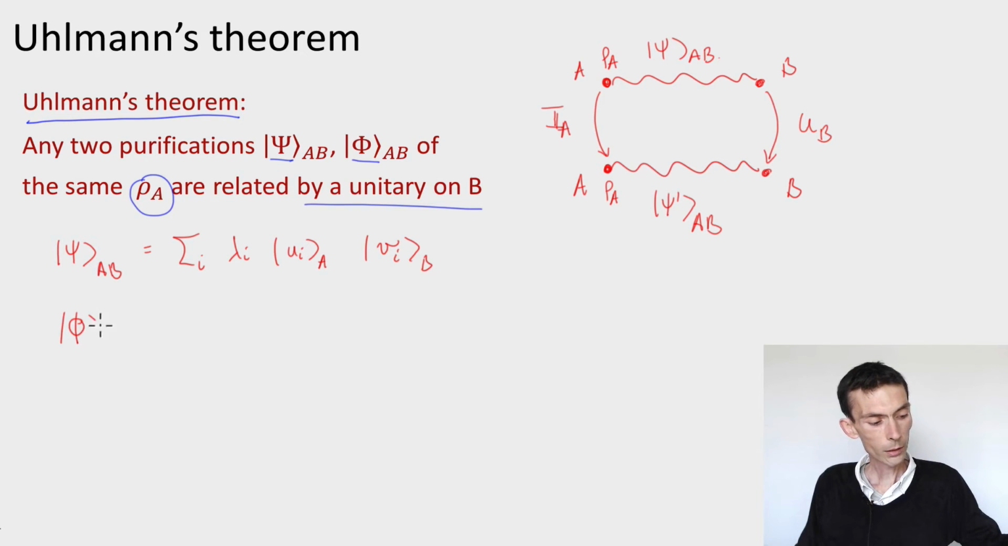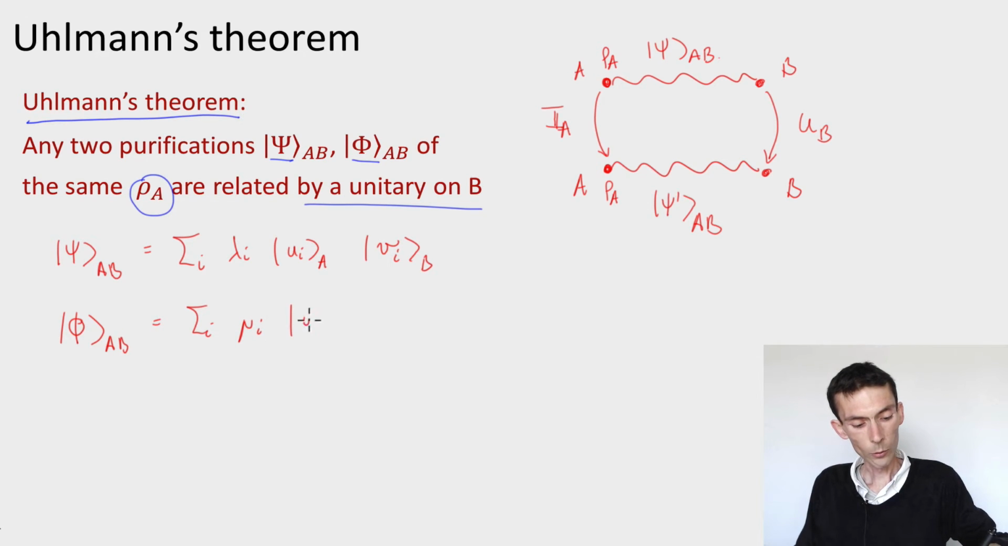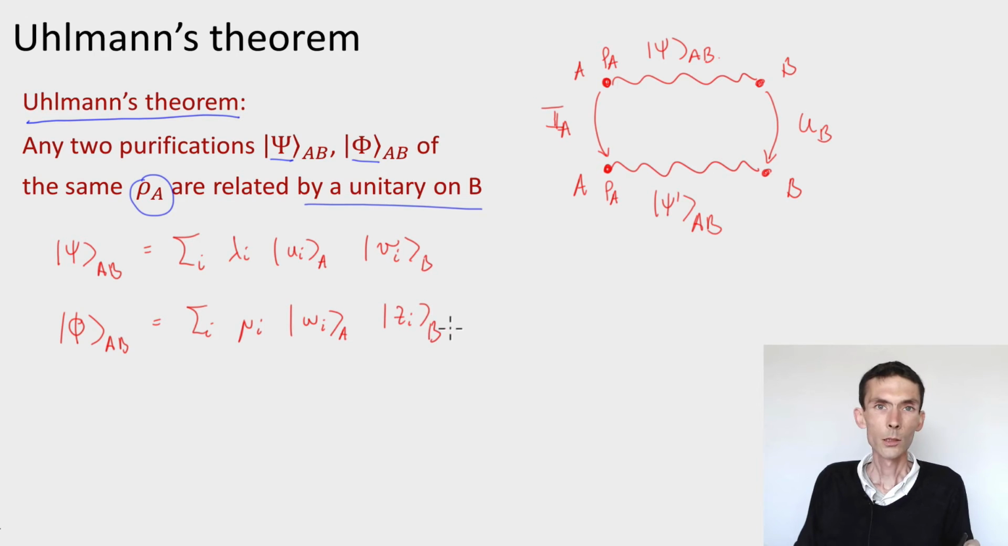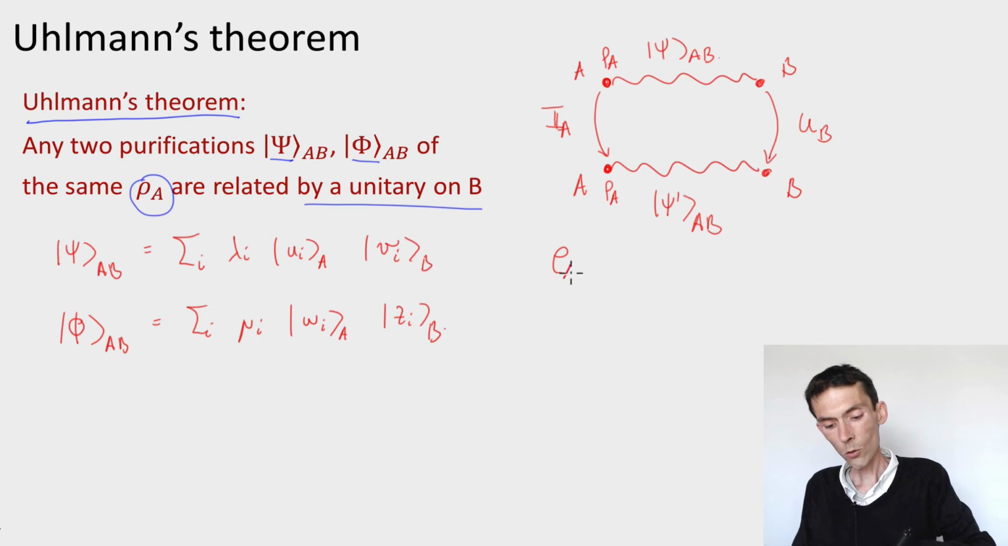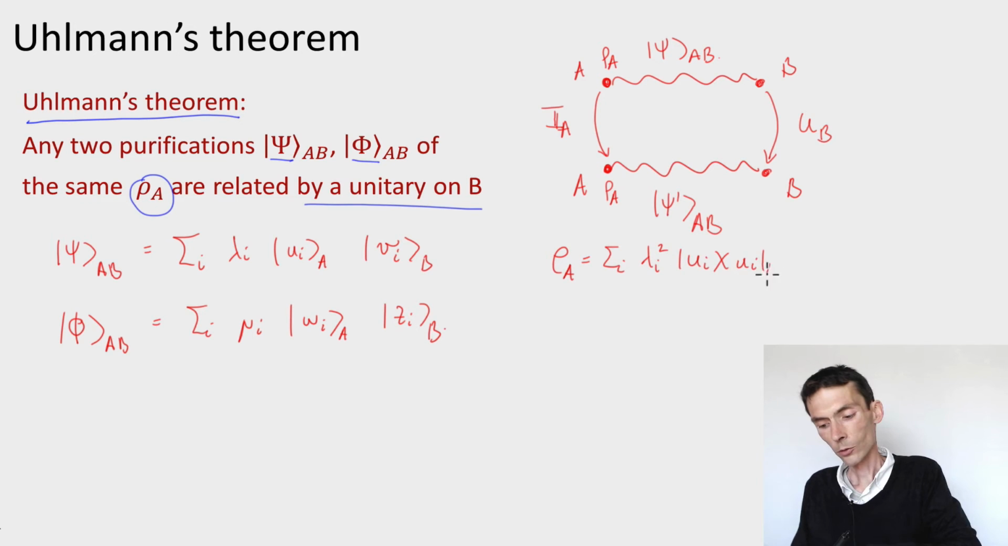Similarly, phi_AB, I could write as the sum over i of some other coefficients, maybe mu_i, and then I would have w_i on system A and z_i on system B. Now we saw that there's sometimes a little bit of freedom in the choice of the Schmidt decomposition, but not much. In particular, we can infer a lot about these coefficients and vectors by looking at the reduced density. If I take the reduced density of the state psi on A, I would get rho_A, which is equal to the sum over i of lambda_i squared u_i, and rho_B, which is equal to the sum over i of mu_i squared w_i.